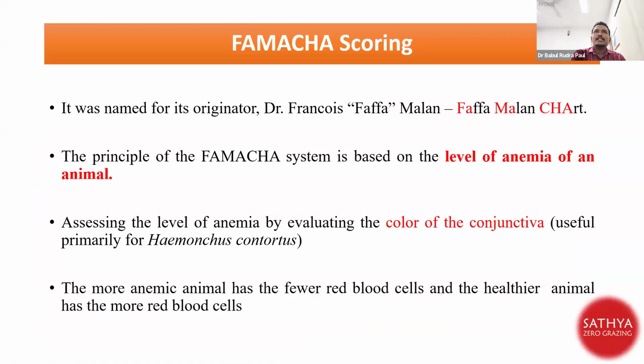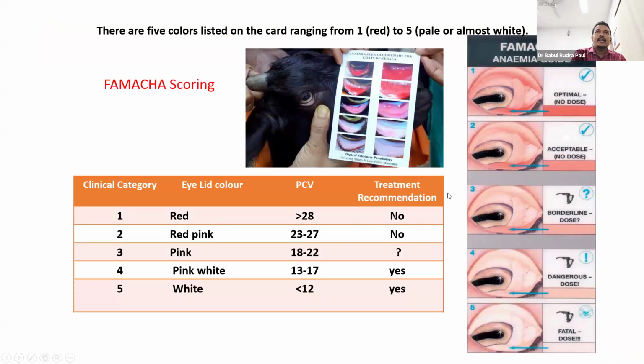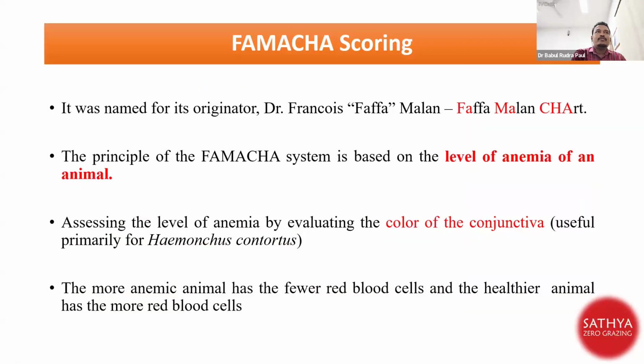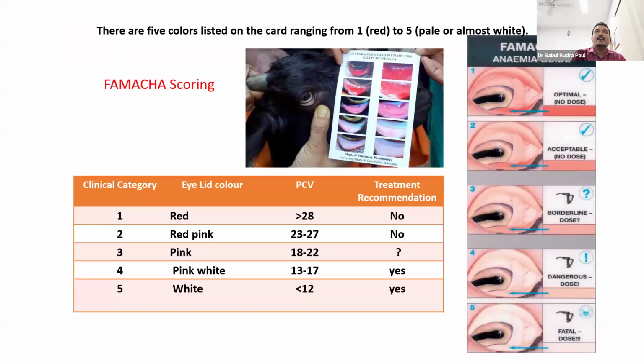Another important tool is Famacha scoring, which was developed by the scientist Francois Malan, the first Famacha. The letters give the name Famacha scoring. This scoring is mainly based on the level of anemia in the patient or animal. Because Haemonchus contortus causes severe anemia, this can be used mainly in Haemonchus contortus infection.